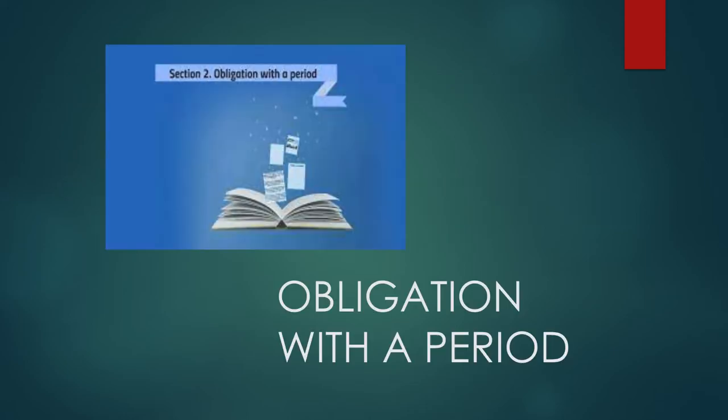Okay, let's go to the next section, which is obligations with a period. As we have defined earlier, when you say a period, it is certain to happen. It will go in the future, but it is certain to happen. So that is a period or a term.